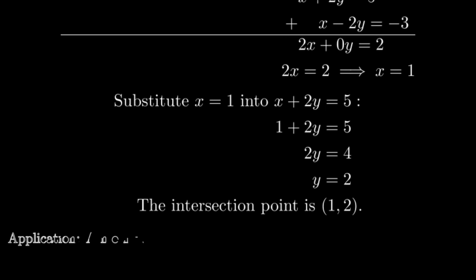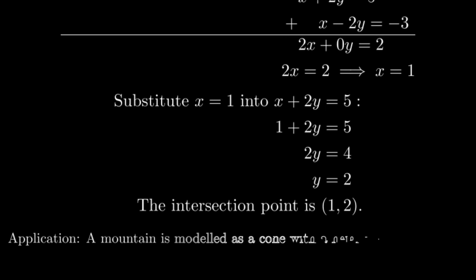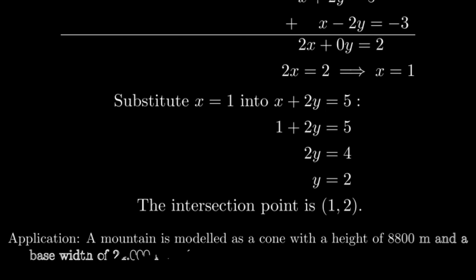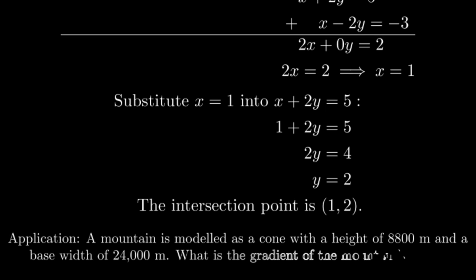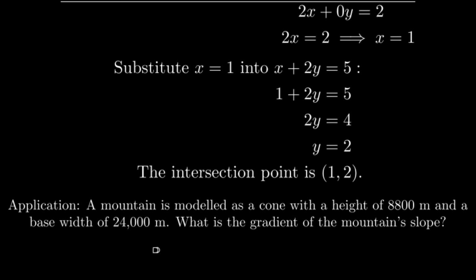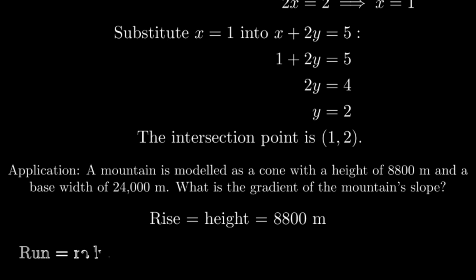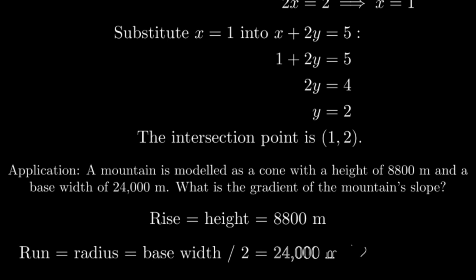Imagine a mountain is modeled as a cone. Its height is 8,800 meters, and the width of its base is 24,000 meters. We want to find the gradient of its slope. The gradient is rise over run. The rise is the height of the mountain, so the rise is 8,800 meters. The run is the horizontal distance from the center of the base to the edge. The base width is the full diameter, so the run is half of that. The run is the radius of the cone's base, which is half the diameter. So the run is 24,000 divided by 2, which is 12,000 meters.